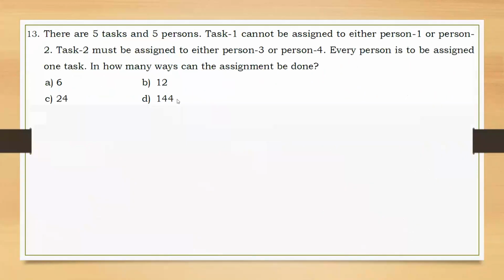Now question number 13. Read the question carefully. I think Siddharth will answer this question. There are 5 tasks, 5 persons. Task 1 cannot be assigned to either person 1 or person 2. Then task 2 must be assigned to either person 3 or person 4. Anju also got 24. Okay, we'll see that now.